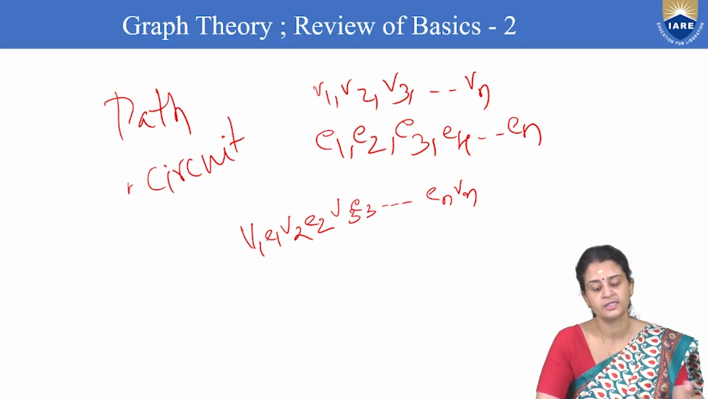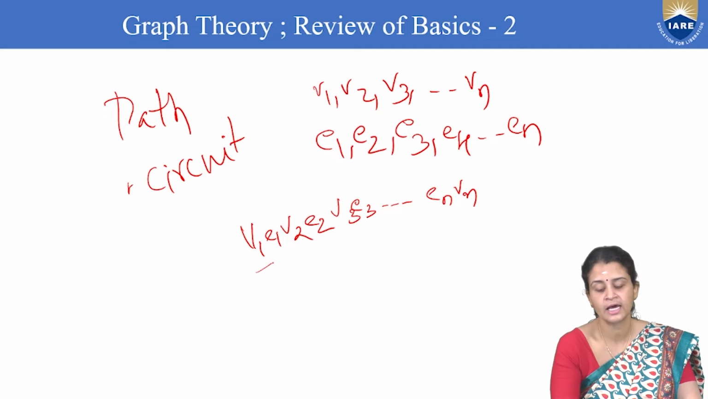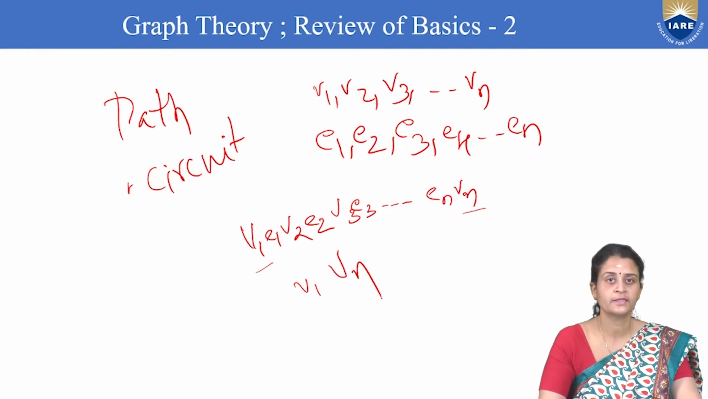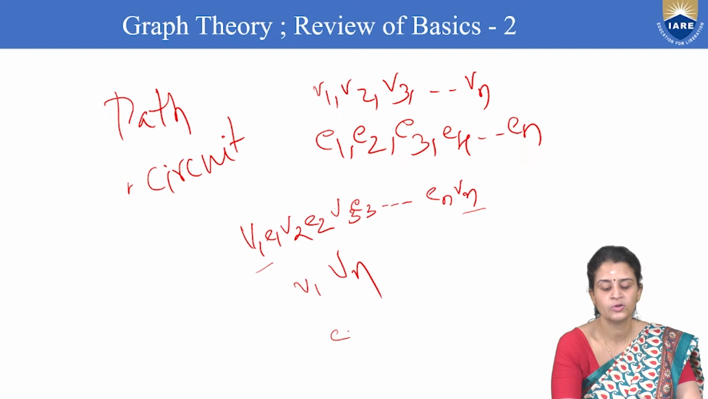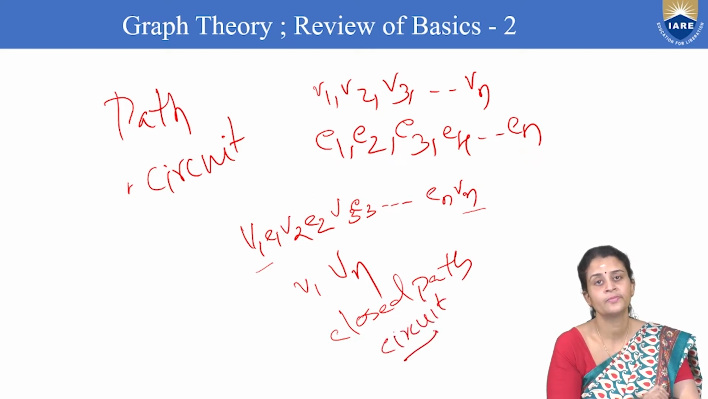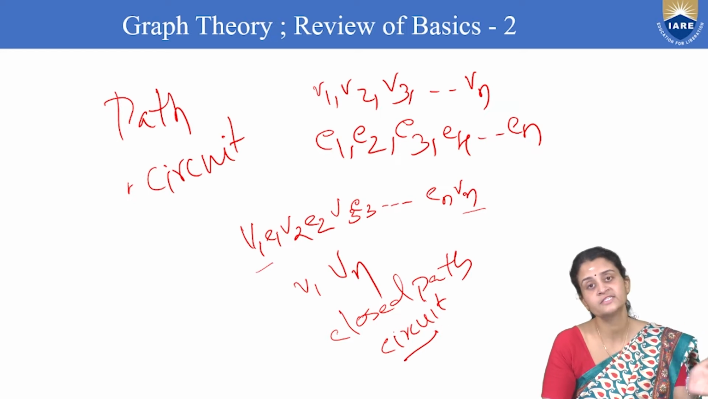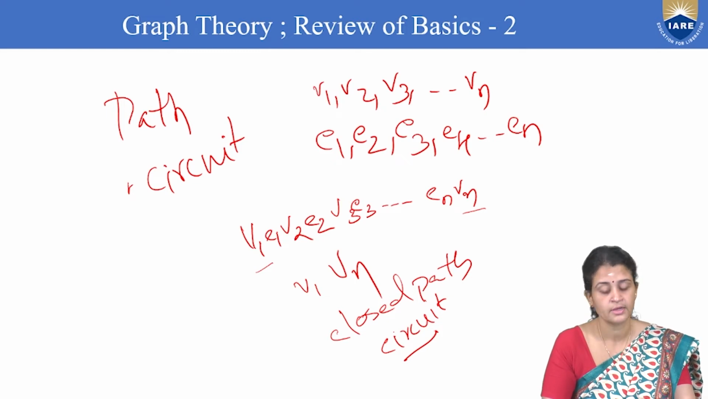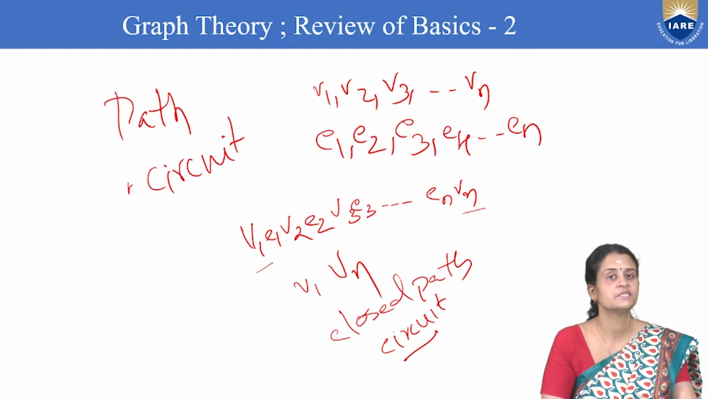V1 is called the initial vertex of the path and Vn is called the terminal vertex of the path. If V1 equals Vn, then we say that it is a closed path. And a closed path is also sometimes called a circuit. So, a path is an alternating sequence of vertices and edges where the vertices will not be repeating. And if it is a closed path, then we refer to that path as a circuit.